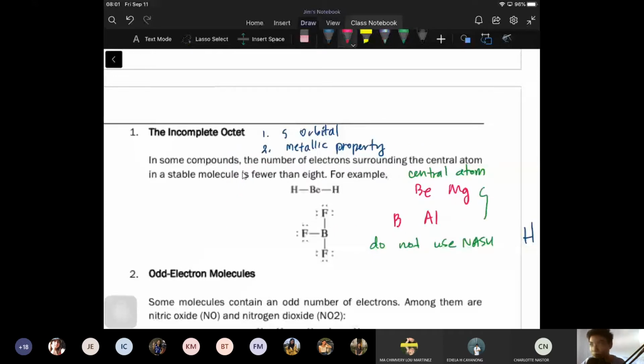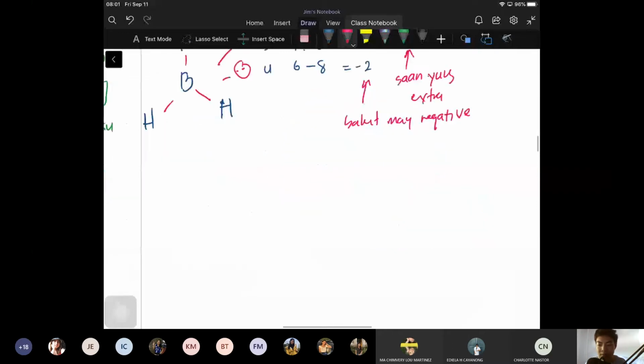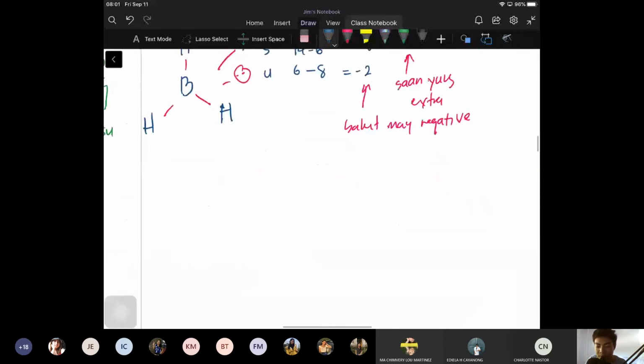So, sir, paano ko i-drawing yan? Ganito lang. Go back to the basics. You will draw the Lewis dot symbols instead. So, paano tayo magdodraw ng Lewis dot symbols? Of course, you have to identify your atom muna. Sino yung mga atoms natin? Boron, hydrogen, hydrogen, hydrogen. Then you draw their valence electrons using dots. I don't know if nakapag-lecture na kayo, pero si lecturer magdi-discuss ng Lewis dot symbol.